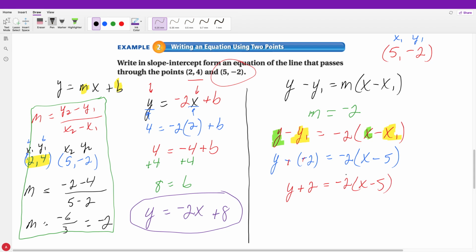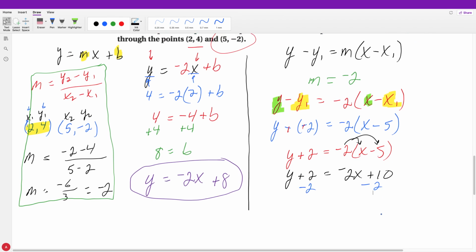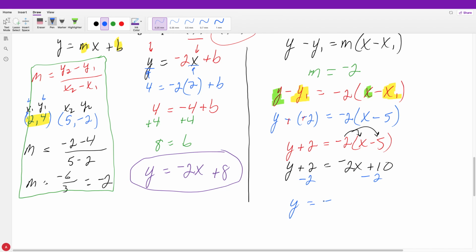Then we just need to go ahead and isolate and solve for that y. So I'm going to distribute this negative 2 into both. So now we get y plus 2 is equal to negative 2x plus 10. And then the last thing that we have to do is isolate that y, so I'll subtract 2 from both sides, and then I get y is equal to negative 2x plus 8. So you see, no matter which method we chose, we got the exact same answer as our equation.